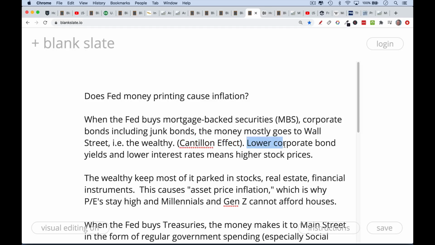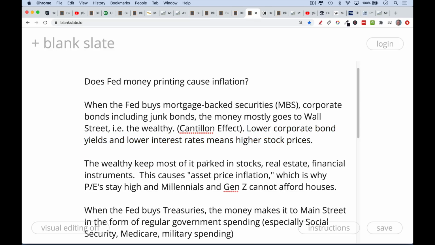And the way it affects stock prices, even if the Fed's not buying stocks directly, is that they are basically guaranteeing corporate bonds. They're keeping corporate bond interest rates low. They're keeping interest rates low at the general level of the economy by buying treasuries. And so this translates into higher asset prices, higher stock prices, higher real estate prices.